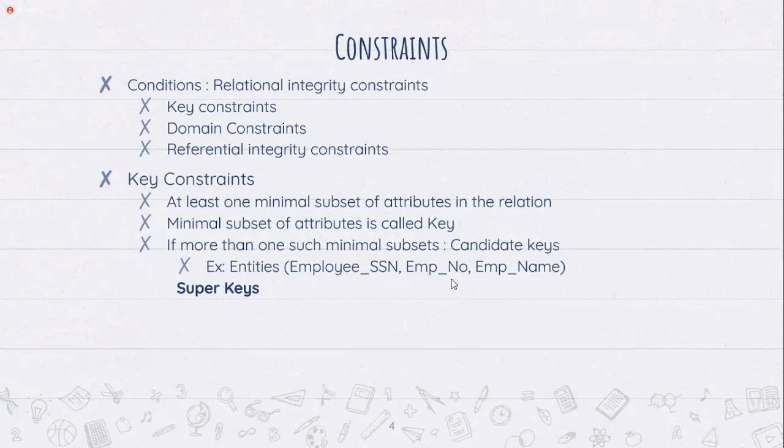Right. This is the entity. There are three attributes here: employee SSN, employee number, employee name. Write down all super keys.